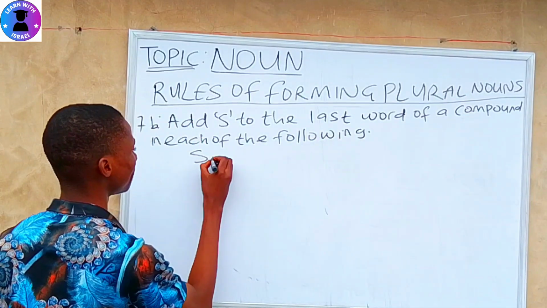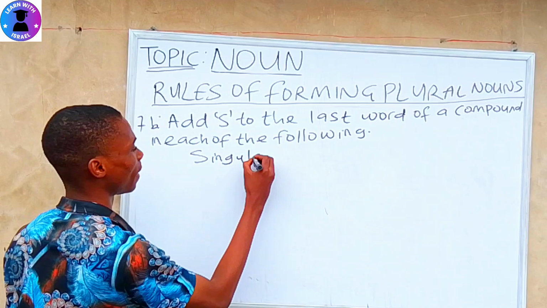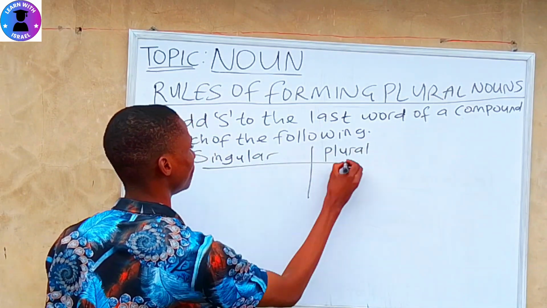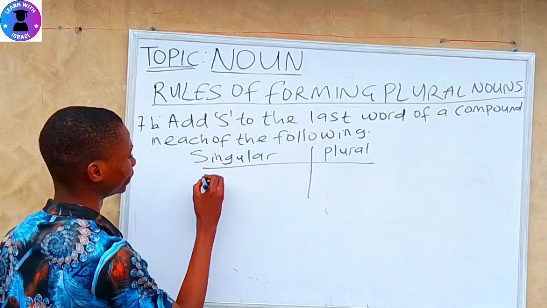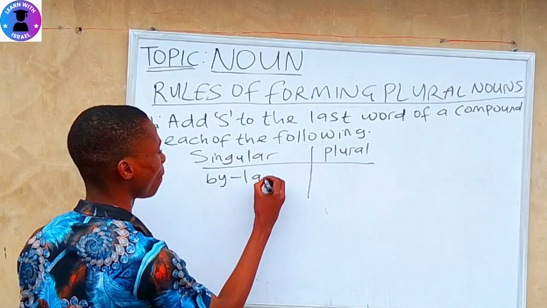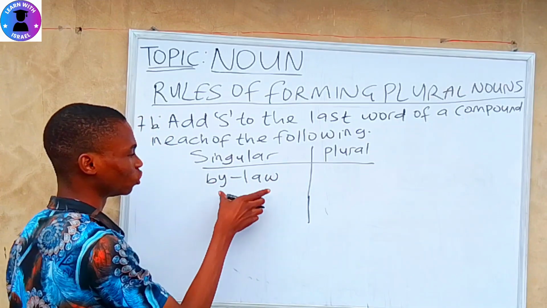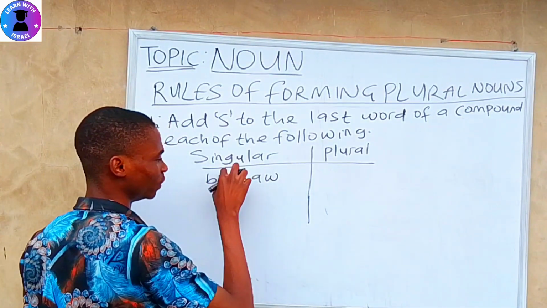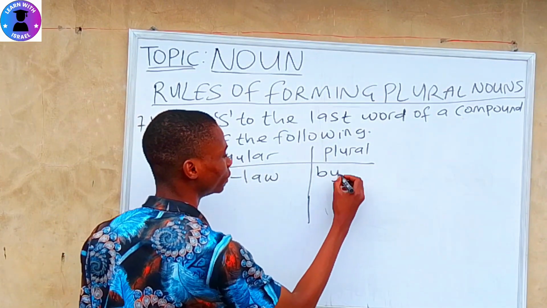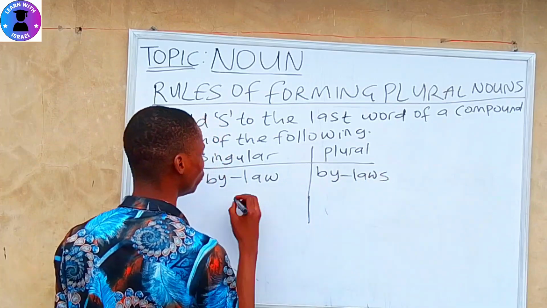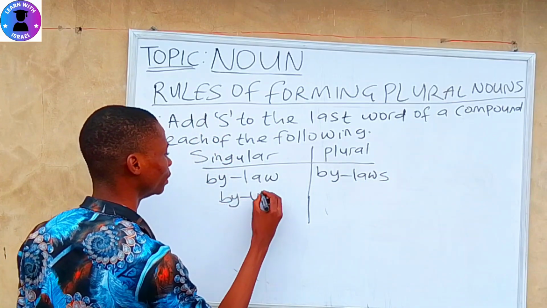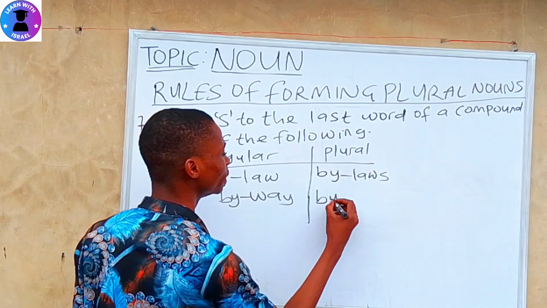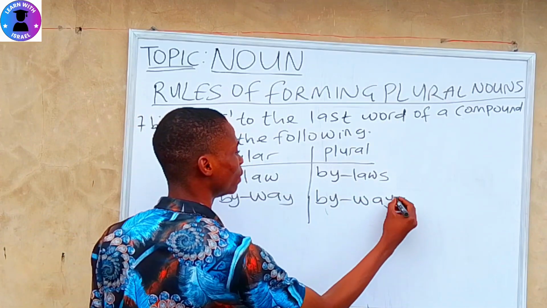So we have singular and we have plural. For singular, we have bylaw. If you want to pluralize it, we'll be adding s to the last word, not to the first word, which will be bylaws. We also have byway, which, by pluralizing it, will turn to byways.